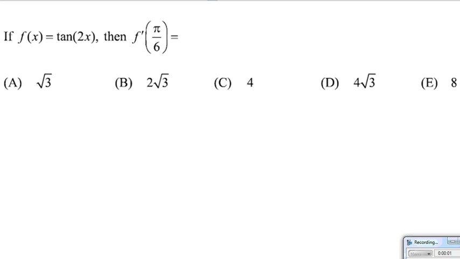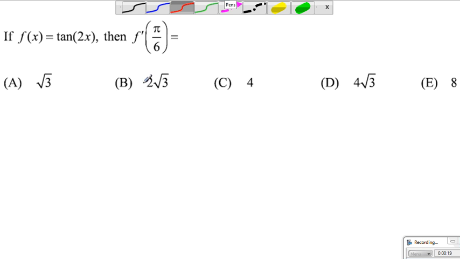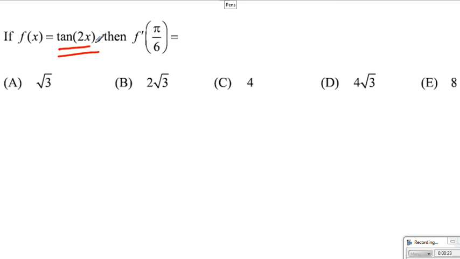About some practice test questions that could easily come out on your exams. So first, this will be the number 1 from your handout. Given that f of x is equal to tangent of 2x, what is f prime of pi over 6? So here, in order for us to do this one, we have to realize that we have to use the chain rule here. Outer layer being the tangent, and inner layer being the 2x.